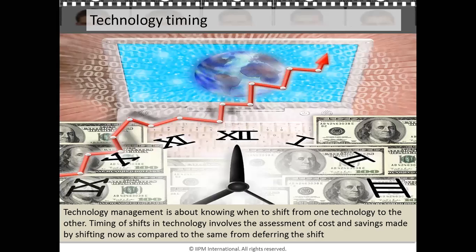Technology timing. Technology management is about knowing when to shift from one technology to the other. Timing of shifts in technology involves the assessment of cost and savings made by shifting now as compared to the same from deferring the shift.